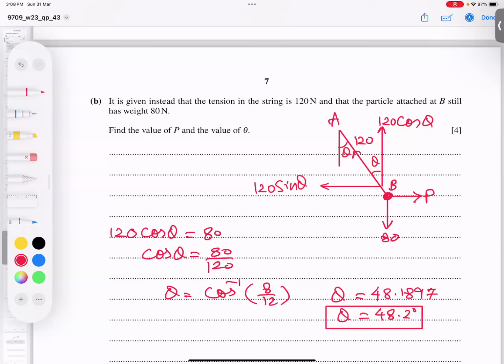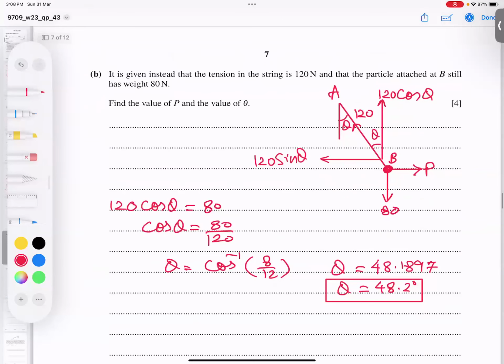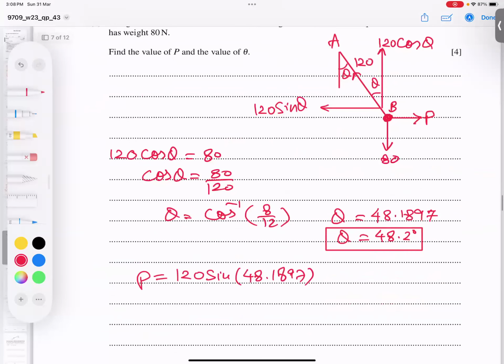So how to find the P force? Take this exact value, and P is equal to that. So I'm going to put it there. P is equal to 120 sine theta, and theta I'm putting 48.1897. And when I type it in the calculator, this is coming 89.44. It means 89.4 newtons.